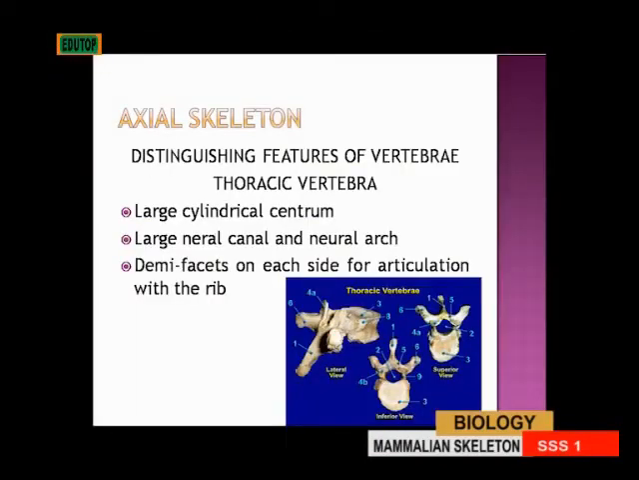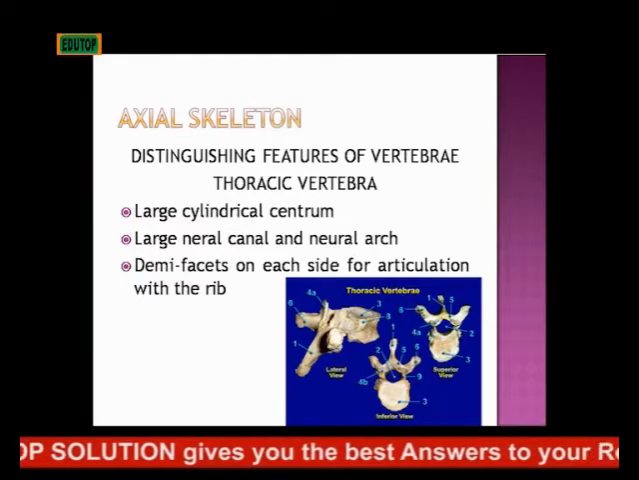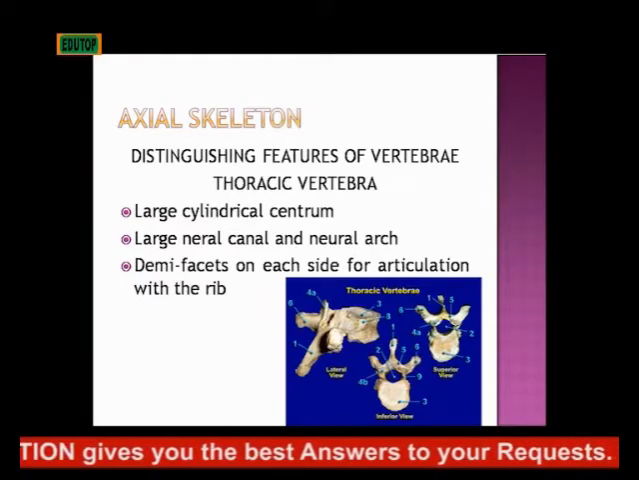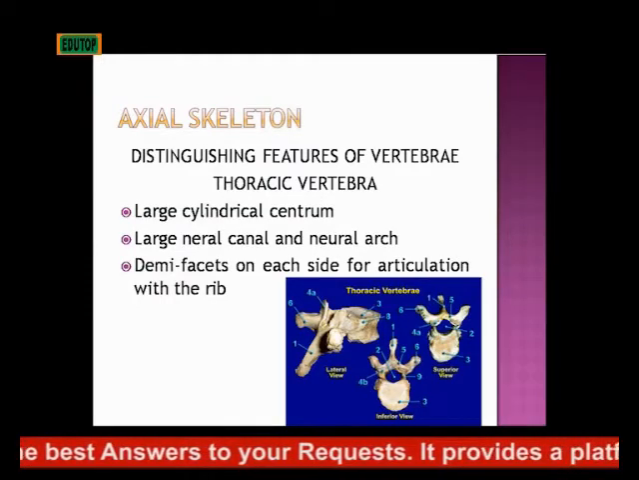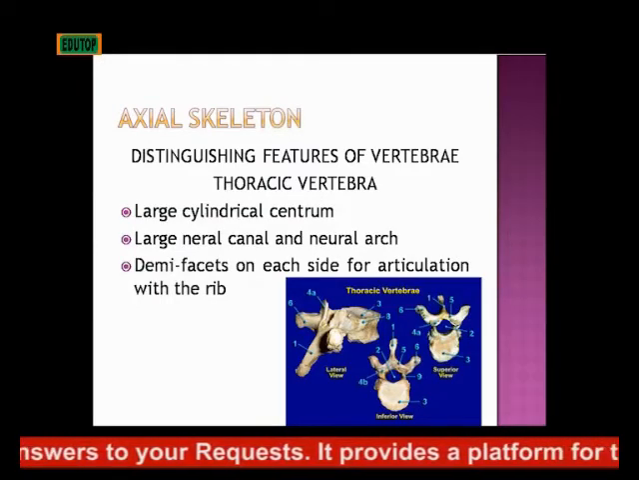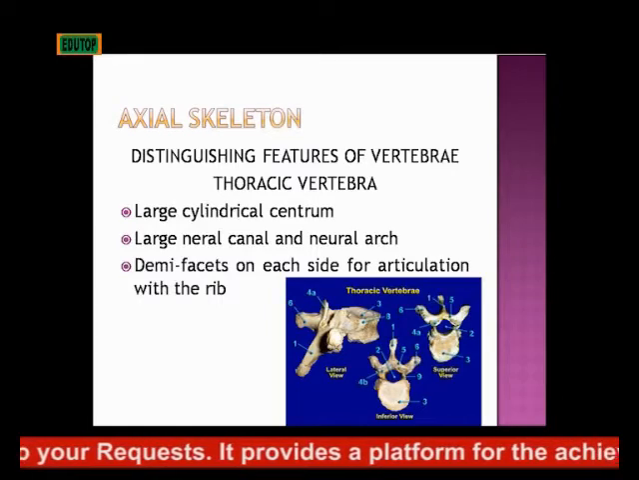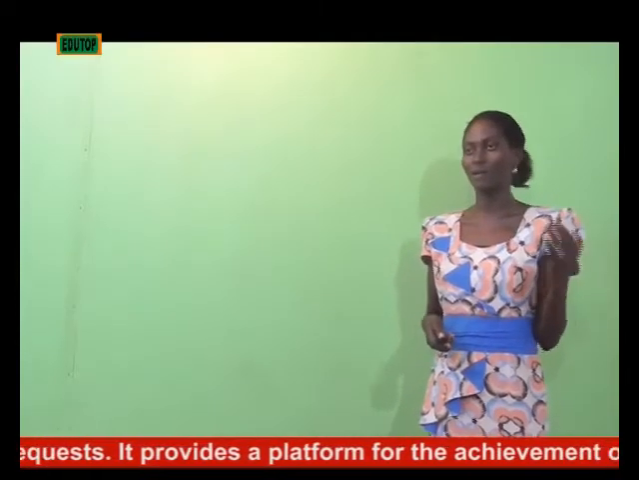We now talk about the thoracic vertebra. It has a large cylindrical centrum, a large neural canal, and neural arc. It has demifacets on both sides for articulation with the rib. That's for the thoracic vertebra.